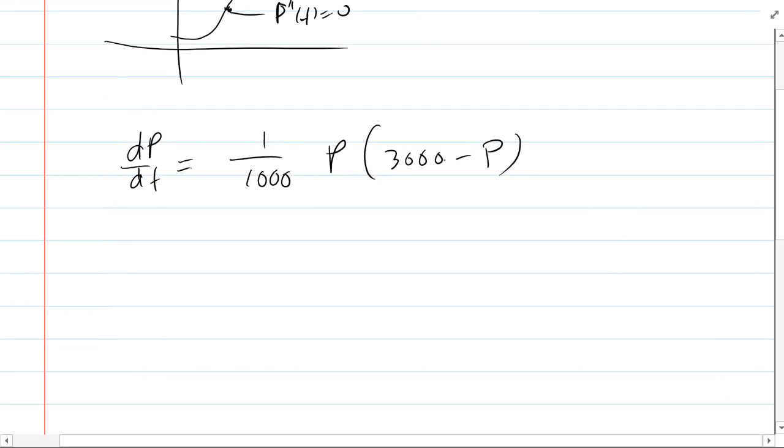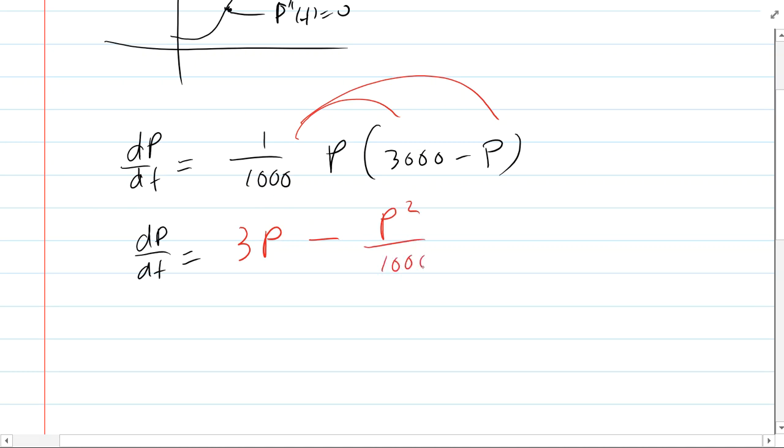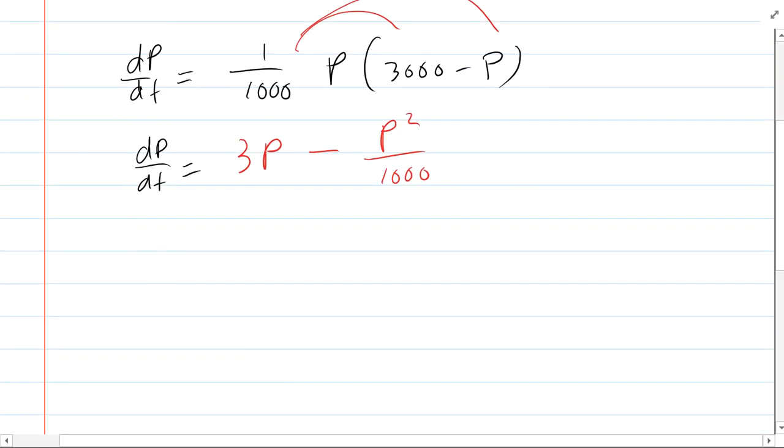So we're going to distribute the 1,000, right? Correct? So I'm going to distribute the p. Because you don't want to do product rule, do you? Do some algebra instead. Multiply this times each term. Watch what happens. So we're going to end up with 3p, because 3,000 divided by 1,000 is 3, minus p squared over 1,000. Is that going to be easy to take a derivative of? We're not solving this one. It's another way to solve, but.